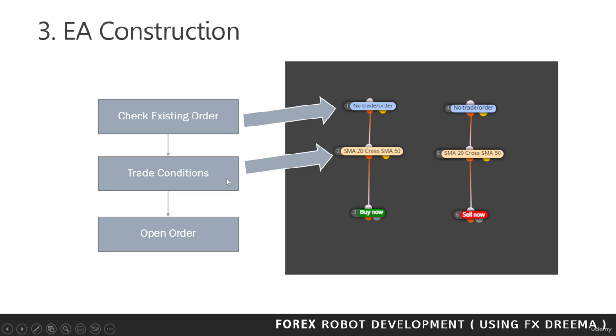Then the second part, trade conditions. In this example we use the simple moving average, or SMA, which is a popular indicator. The condition for entering an order is SMA 20 crossing above SMA 50 for entering buy, and SMA 20 crossing below SMA 50 for entering sell. For the last part, open order, we put the buy and sell blocks for the entering order action. Here's a simple example for you to visualize how to apply the main structure to write a real IA with FXDREAMA.